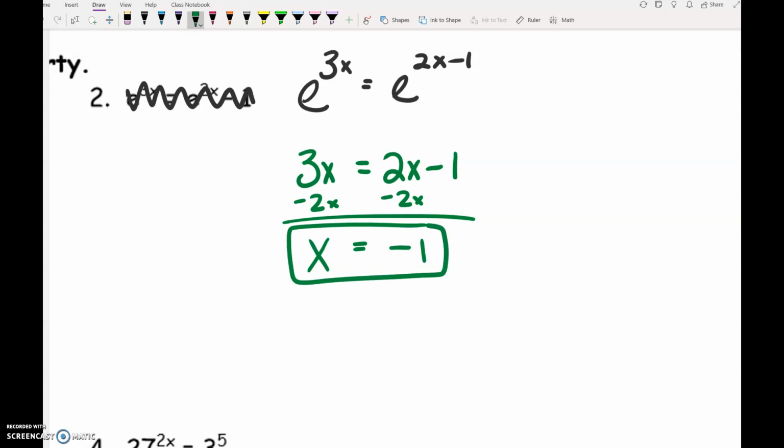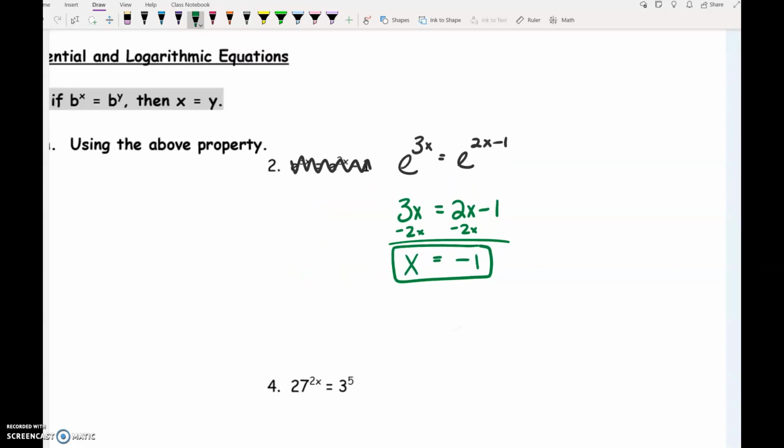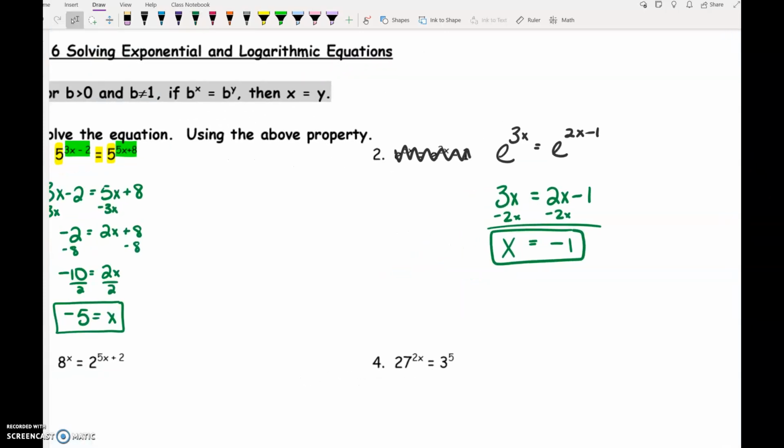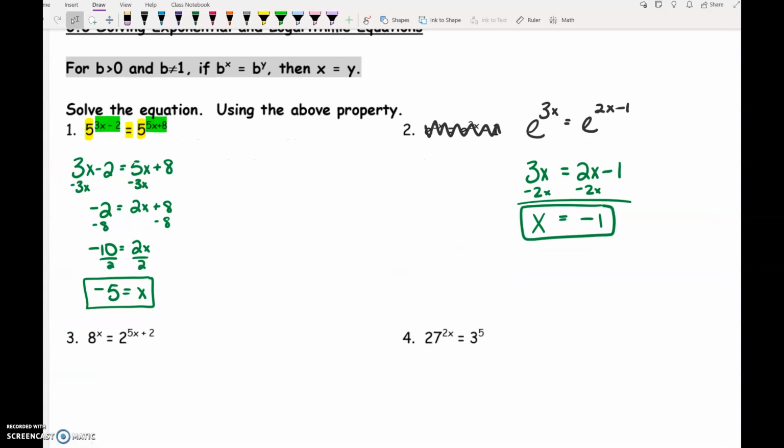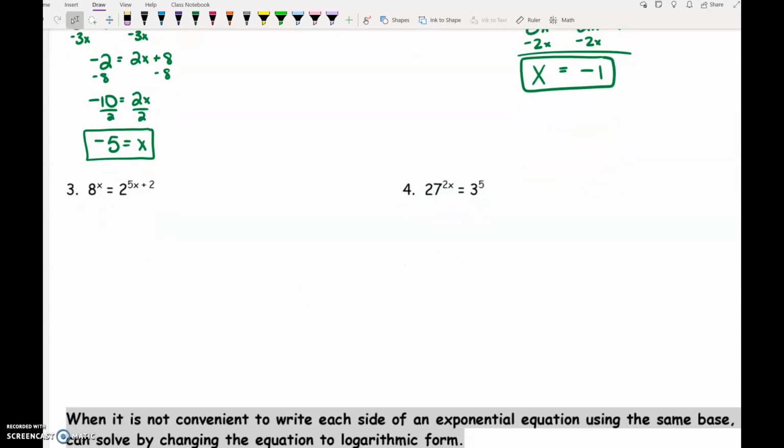Are these the easiest equations we've ever solved? Pretty easy. So of course there's a catch, right? There's got to be a catch. What do you notice about number 3? They're not the same.